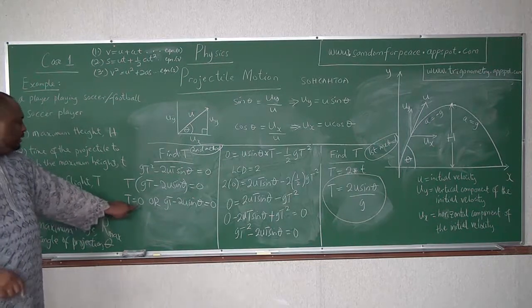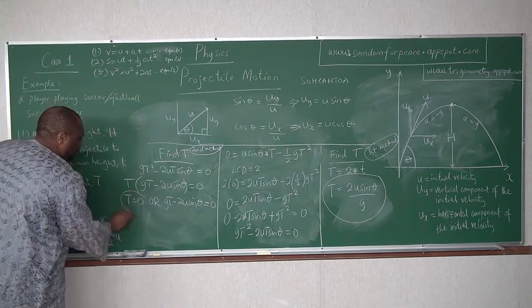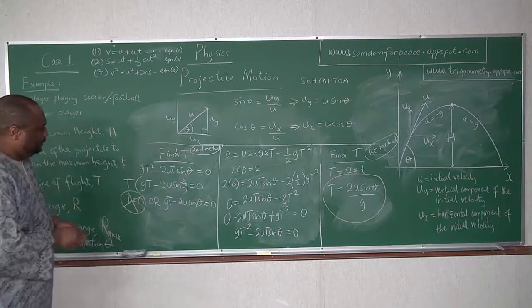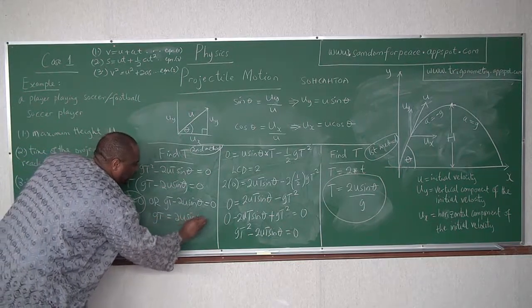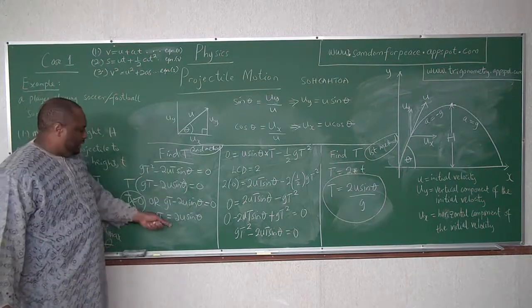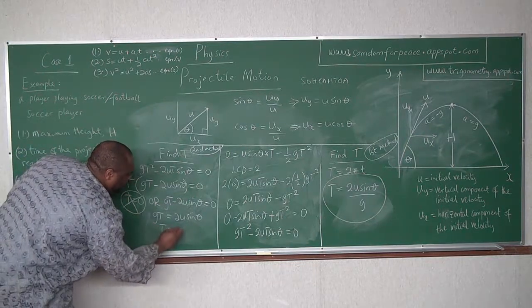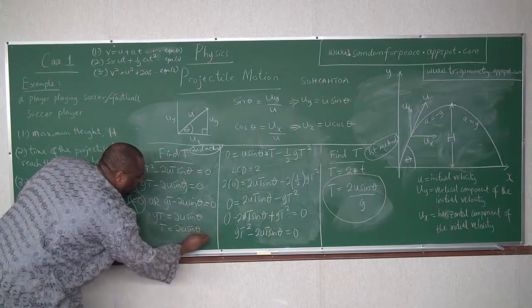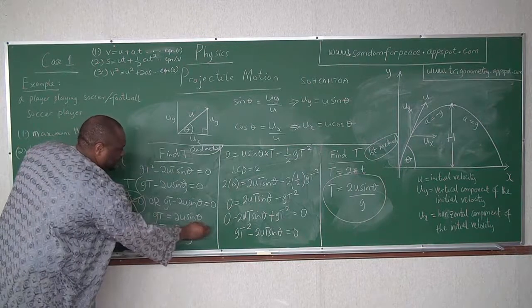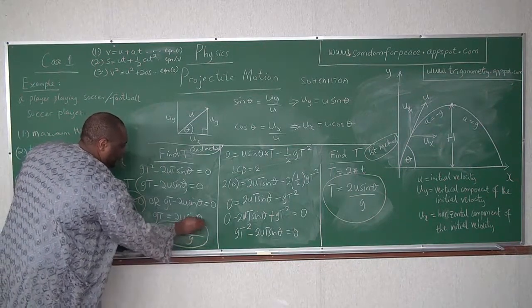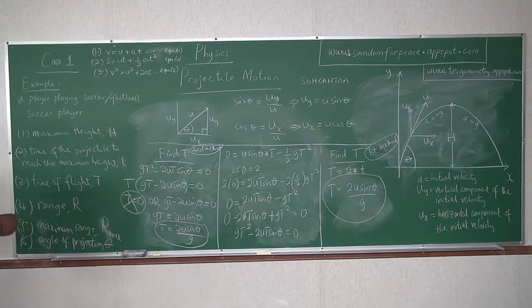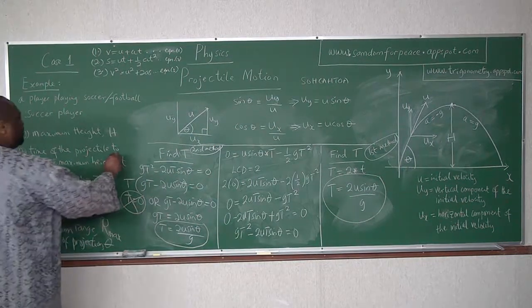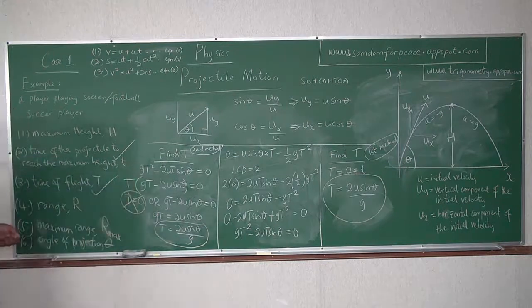Of course, t is not going to be equal to 0, it's the time of flight, so you discard this. So we now have that gt is 2u sine theta, so t is equal to 2u sine theta over g. So this is the second way you can find the time of flight. We have found the time to reach the maximum height, and we found the time of flight.